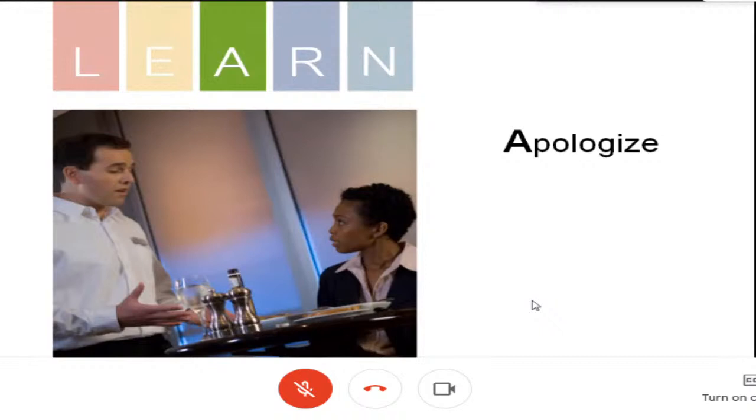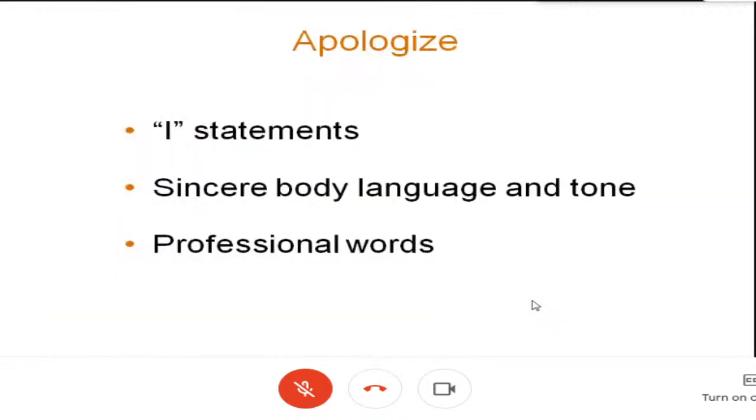Then the third comes apologize. Apologize is not just saying sorry. Apologize is I statements, sincere body language and tone, and professional words. I really apologize for your inconvenience. Me myself, I feel sorry about what has happened to you and your family. I really feel the same if this happens to me, and I can sincerely apologize for it.